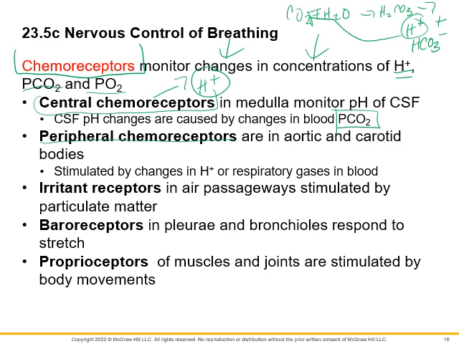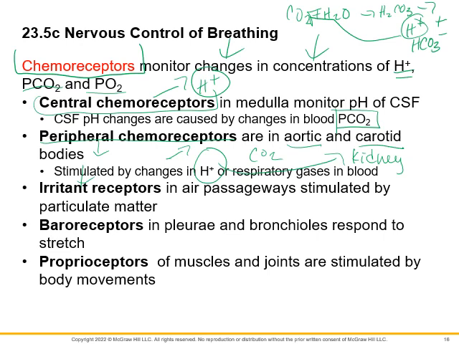The peripheral chemoreceptors, these are in the aortic arch and carotid artery, and these detect hydrogen ion differences, but this is not necessarily related to carbon dioxide. So these peripheral chemoreceptors can detect hydrogen ion concentrations that could deviate from normal, also due to maybe kidney dysfunction, right? So we'll talk a little bit more about urinary, and we'll see how all of this links together.